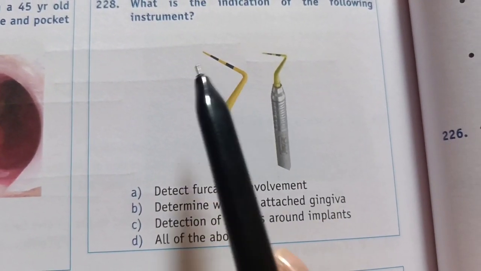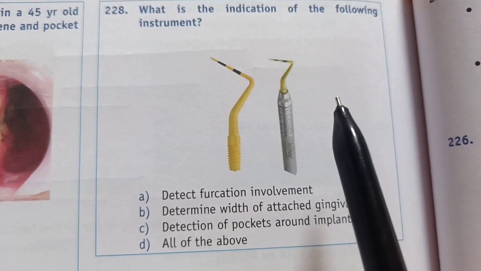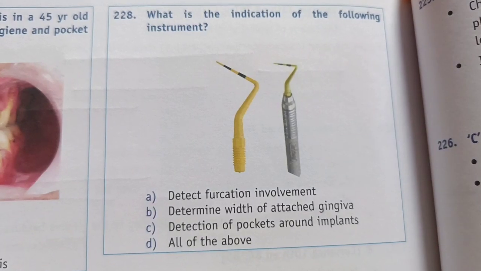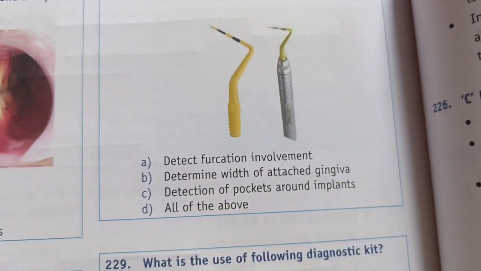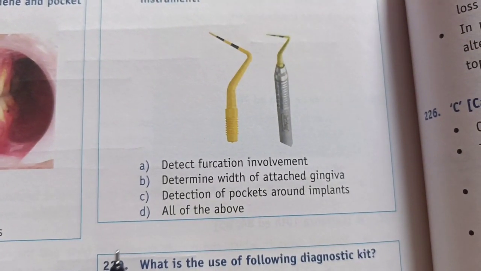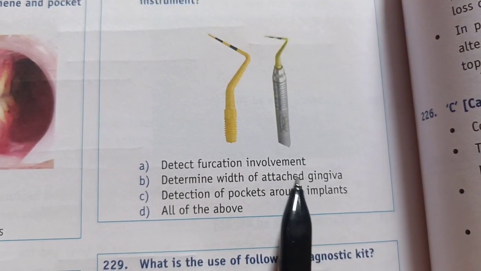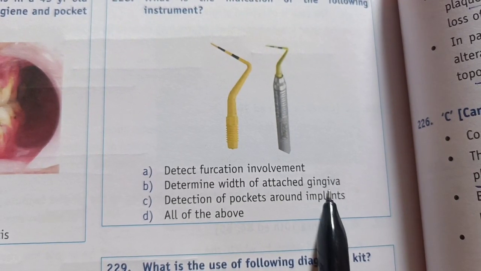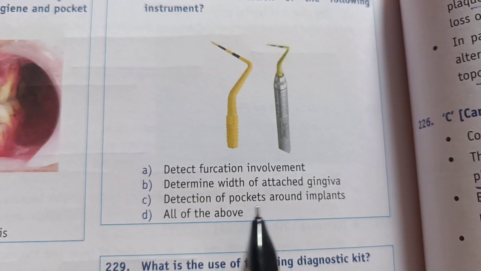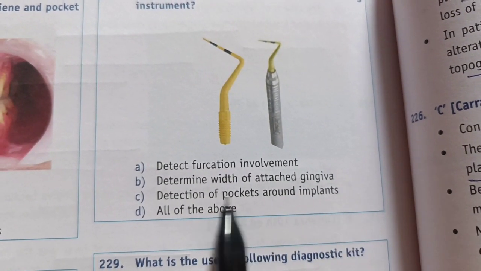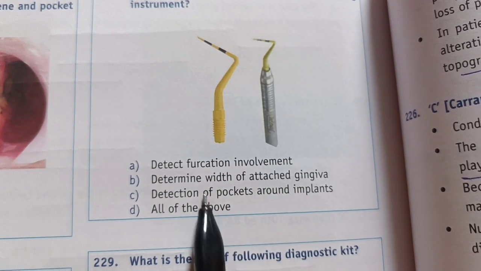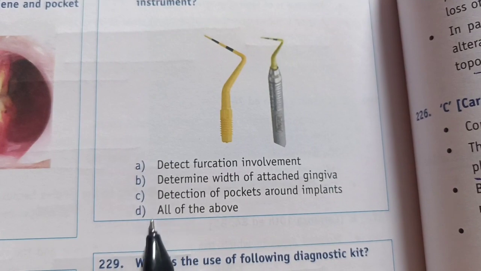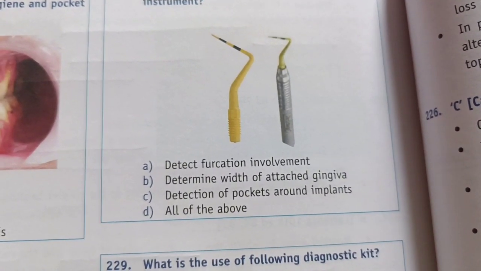Okay, this is a periodontal probe. If you cannot remember by this, you can remember the WHO probe, because there is a marking. So this is a periodontal probe. Now what is the function of the periodontal probe? Option A is detect furcation involvement. No, that is done by the Nabers probe. Option B is determine width of attached gingiva. No. Option C, detection of pockets around implants. Yes, it is used for pocket detection around implants or around teeth also. So option C is the right answer.